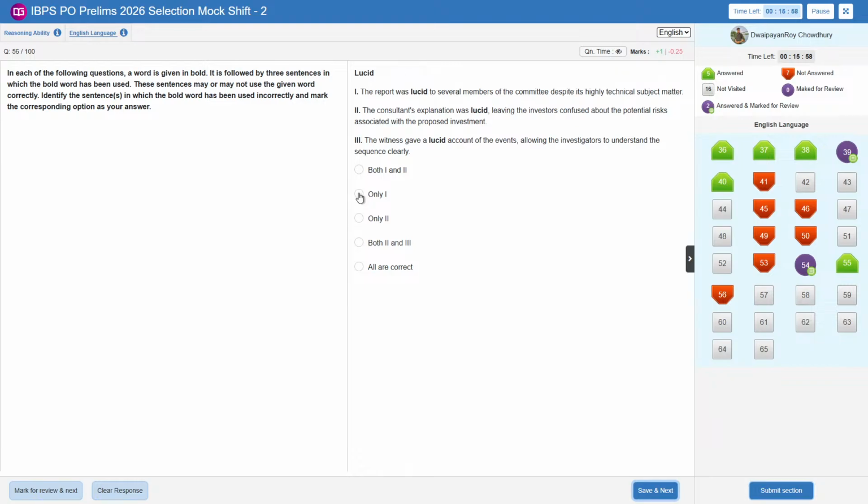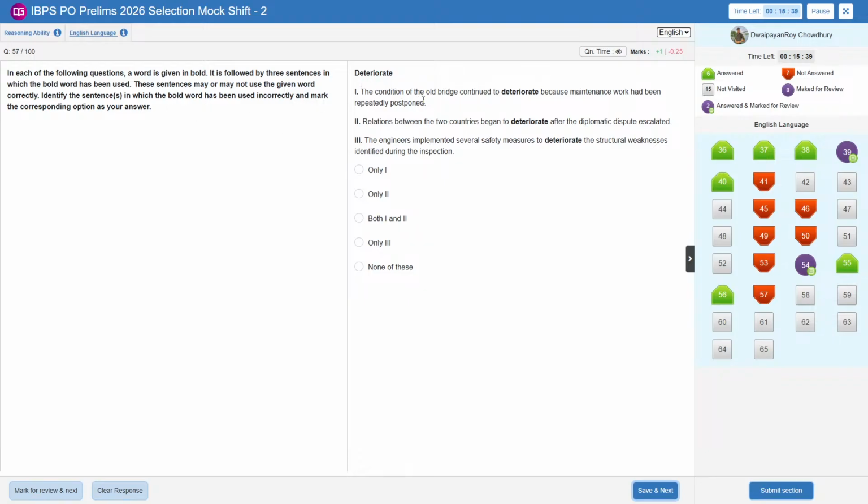Then I guess I'll go with only 1 if 3 is not available. I guess lucid account is not the correct thing to use. Was lucid several, despite its, okay.